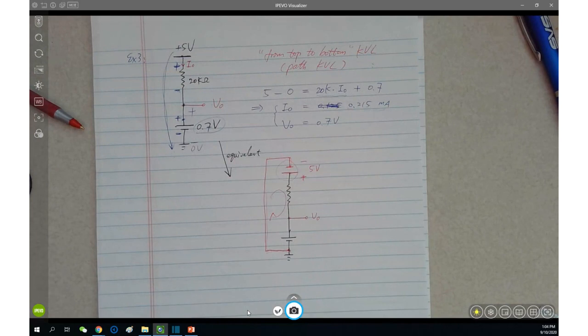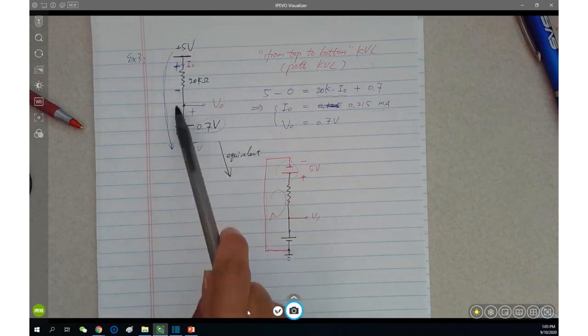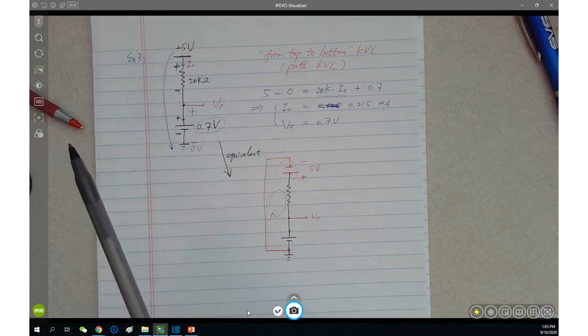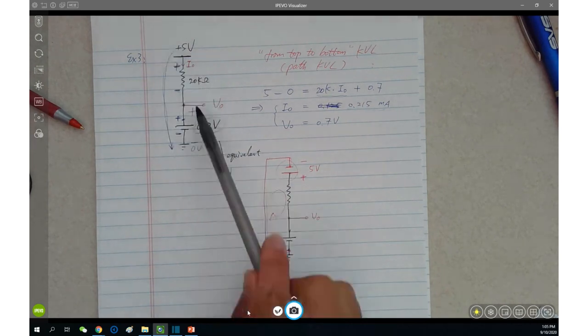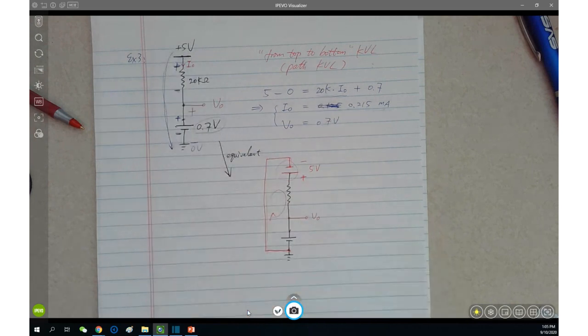The KVL we learned from 235 was called loop or mesh KVL. Without seeing the loop or mesh, you probably feel a little confused or at least not familiar with it. However, such a circuit does contain a loop like this. By using the red colored wire connection, I'm showing the essential loop contained. So there is a loop. However, after becoming familiar with the look of the circuit, we just use the so-called path KVL.